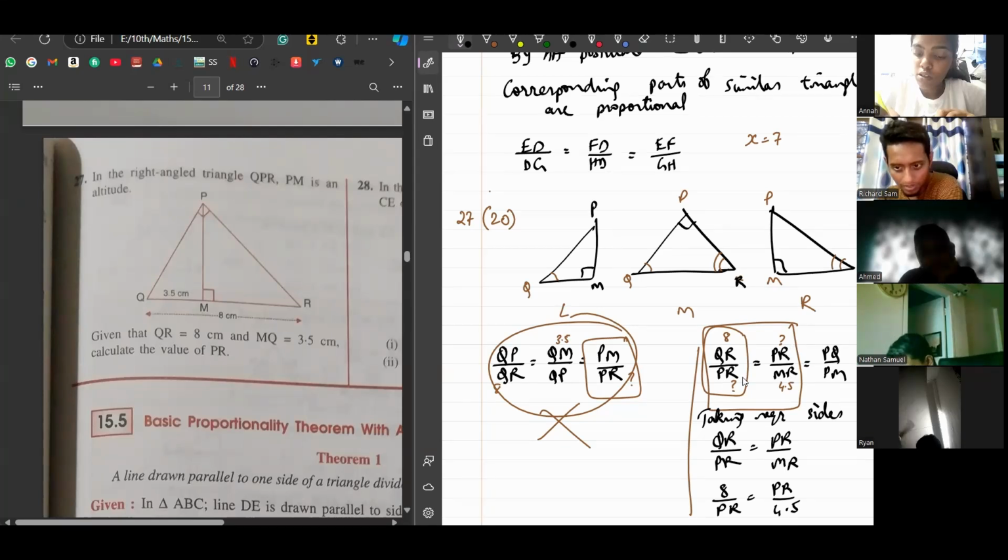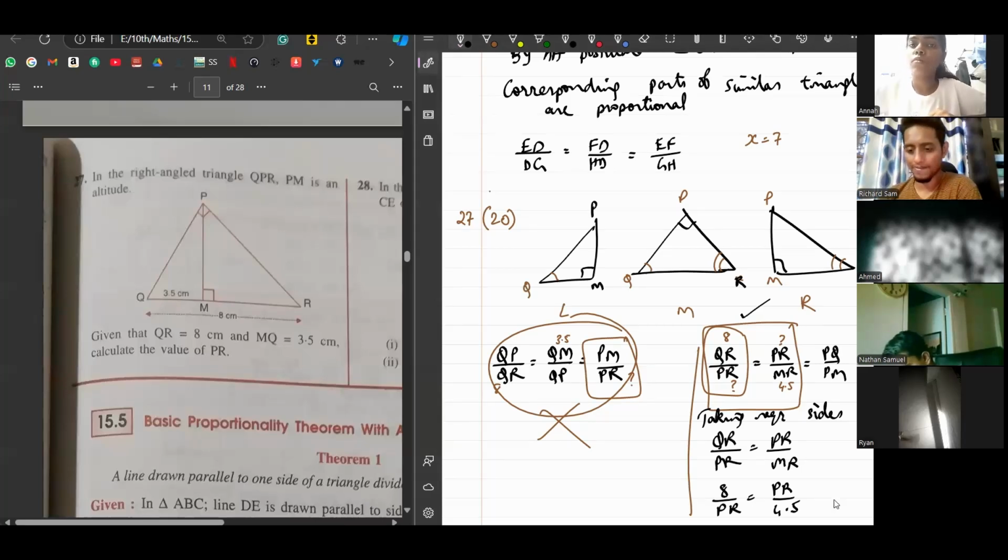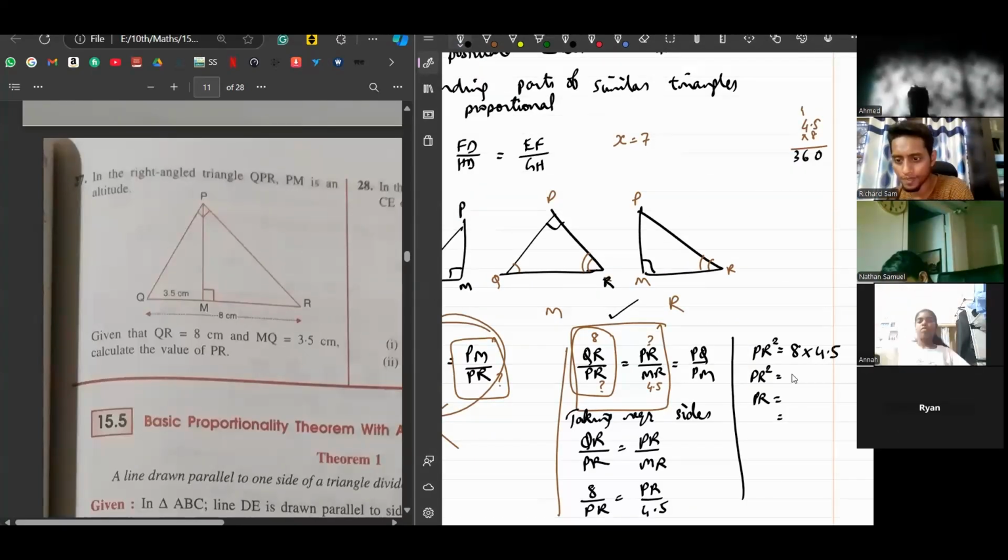Because in this, the only missing value is PR, and we have QR and we have MR. On the other sides, there is PR here, but there's no PM. So we can't use that. And plus all the other fractions also, we only have either numerator or denominator. So we can't use that. Right, so this is what you'll be using. Cross multiply and find PR. 36. So PR will be square root of 36, which is 6.